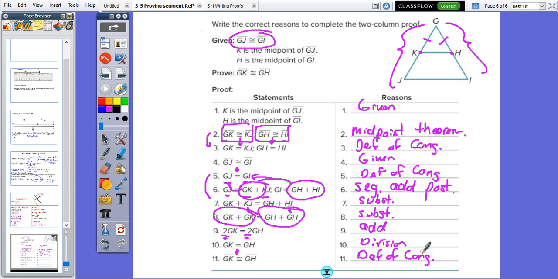So hopefully this helps. Make sure you look at both of them, have both of them down, because both of these examples are really good to look at while doing your homework because they are similar to that. So lots of the steps are very similar.